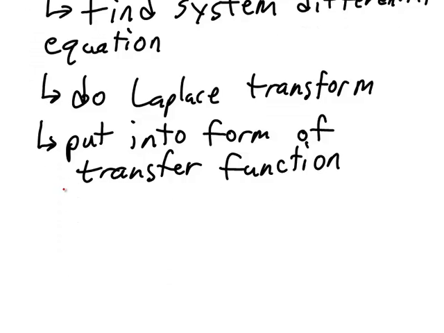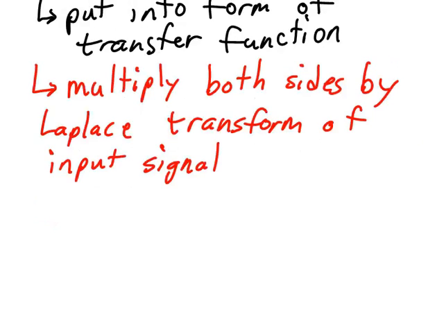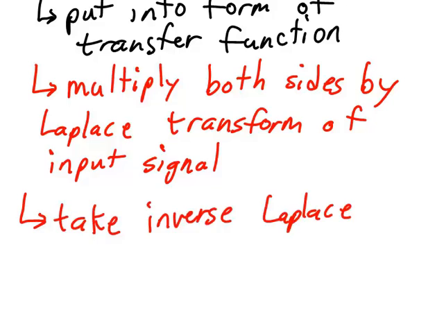After we put it into the form of a transfer function, the next step will be to multiply both sides of the equation by the Laplace transform of the input signal. Then, finally, we take the inverse Laplace of the transfer function. This gives us a final function in time describing what the output signal will look like.